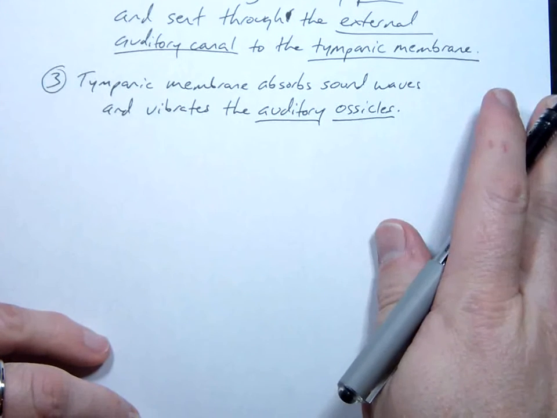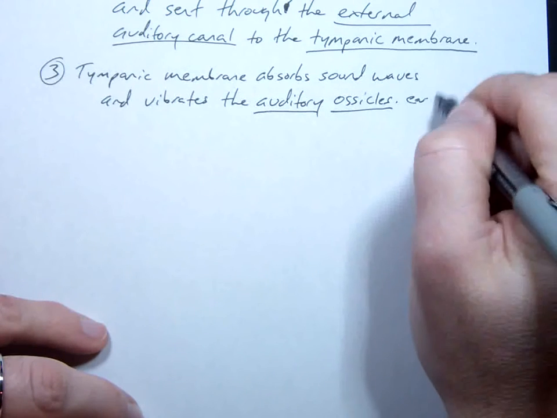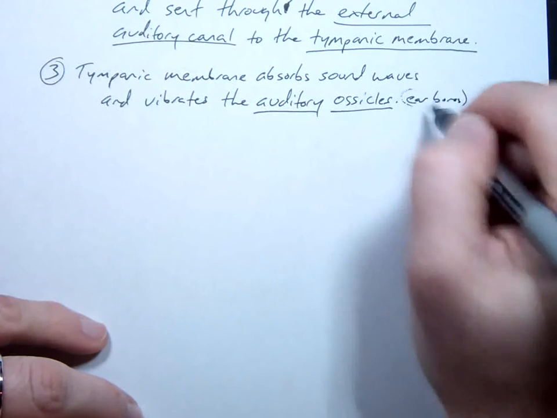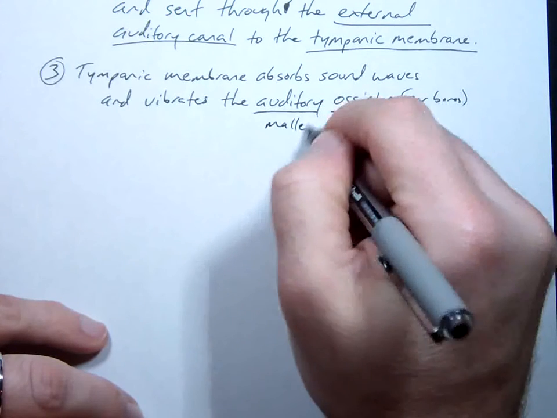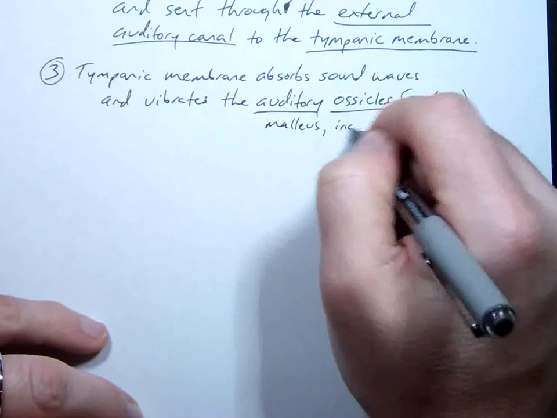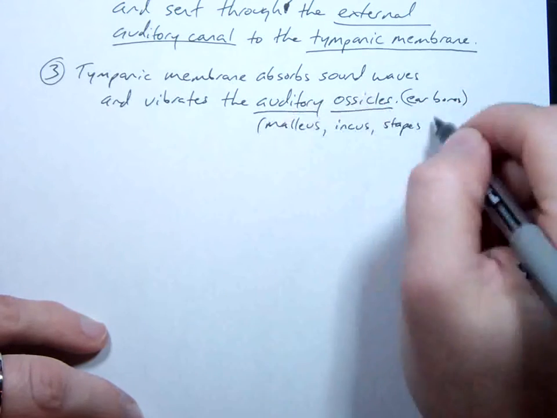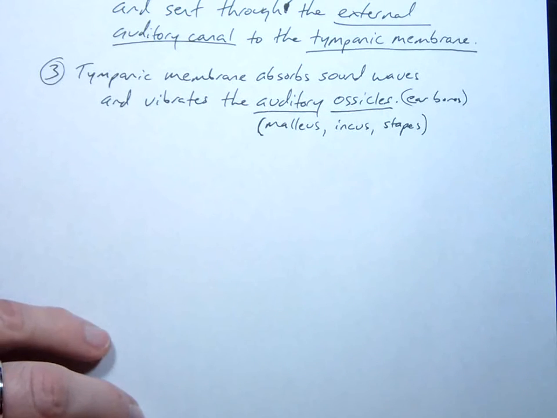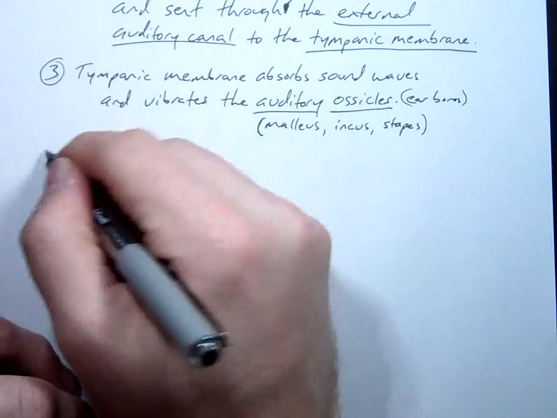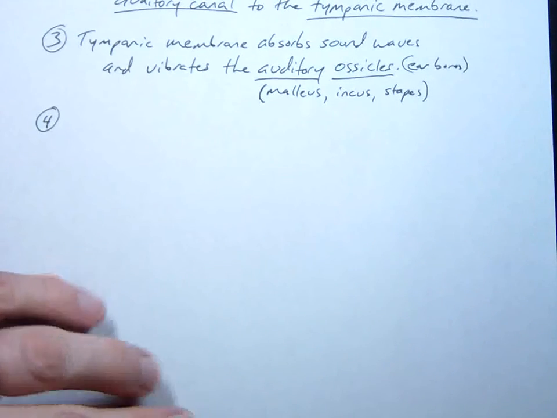Folks, what are the auditory ossicles? Your ear bones. AKA the malleus, the incus, and the stapes. The hammer, anvil, and stirrup. But there has to be a reason. Always got to be a reason.